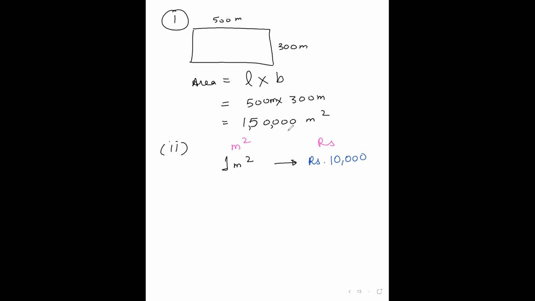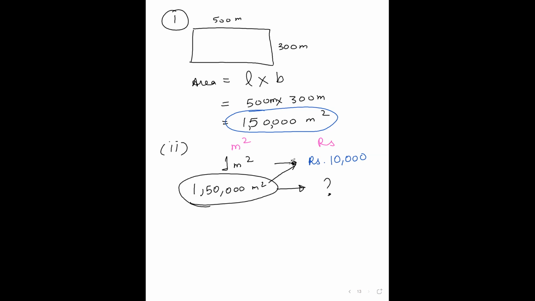Now they're asking, if you want to buy this entire land, how much would it cost you? You know the area already. How much is it? 1,50,000 meter square. What will its cost be? What will we have to do here? Multiply it by 10,000. Very good.